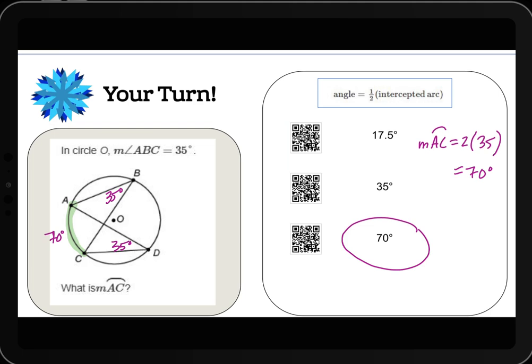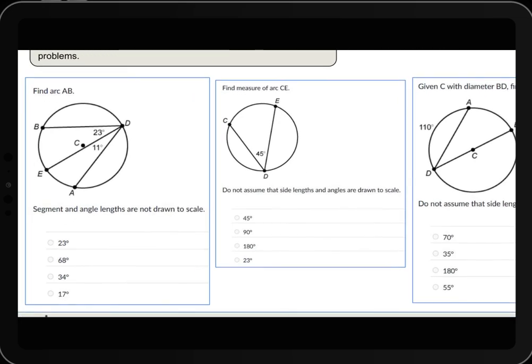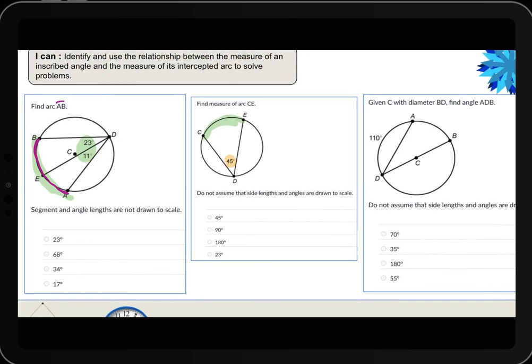Okay, and with that, you have your exit ticket. On your exit ticket, you are tasked with finding the arc measure of AB. That's this entire arc right here. The advice I'm going to give you is to think about how you could maybe add these together, right? And remember the relationship: the inscribed angle is half of the measure of the arc that it intercepts, all right? You're looking directly for the measure of arc CE here given the inscribed angle 45. So that's the direct relationship right there. Remember, the inscribed angle is half the measure of the intercepted arc.